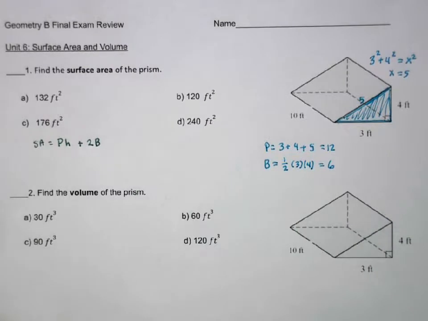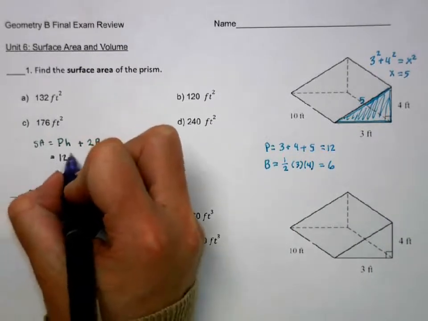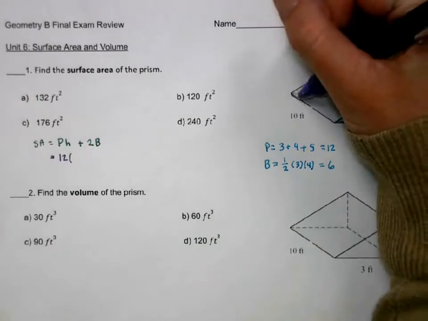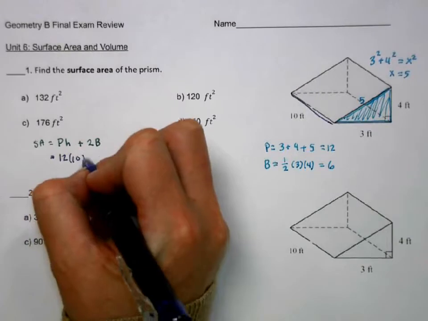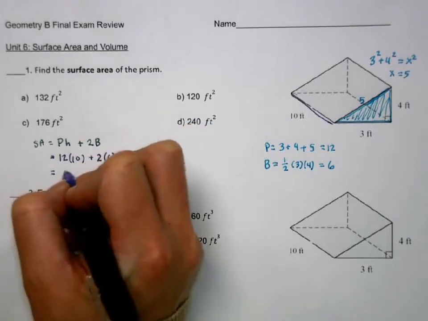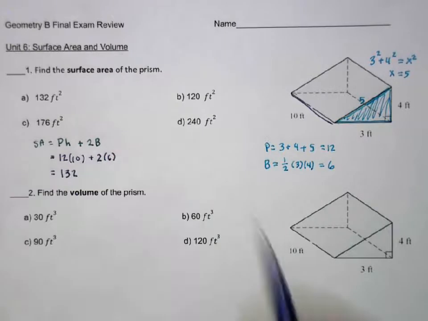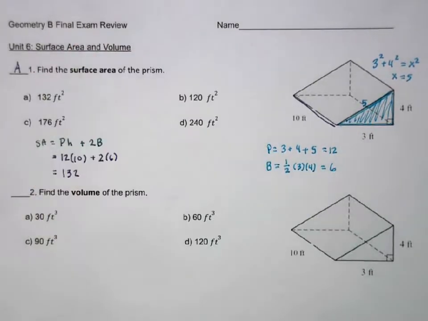And we'll take that and plug it into our formula. So the perimeter is 12. Height is the distance between the bases. So that's going to be this 10 here. So we get 132, and this review is set up with multiple choice answers to help you practice that skill because your final will be multiple choice.